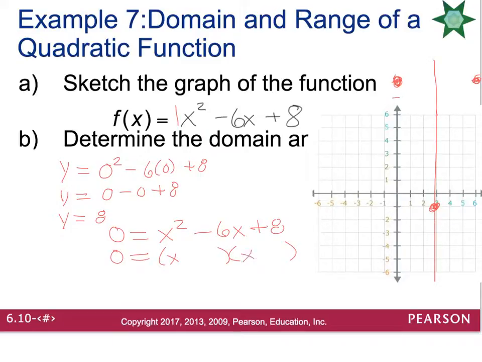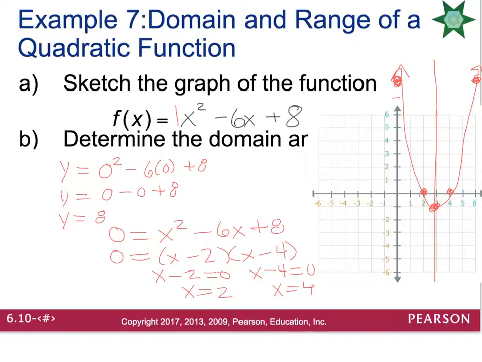This one does factor. Things that multiply to be 8 and add to be -6 are -2 and -4. If I use the zero product property, my two x-intercepts should happen at 2 and at 4. So I can put a dot at 2 and a dot at 4. Once you have all of that, you have enough information to sketch your graph.